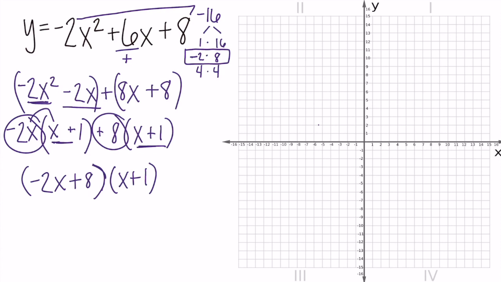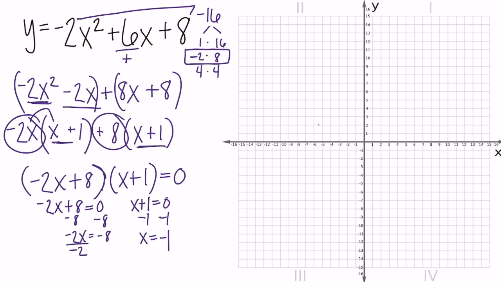Now I have my factored form, so to find my x-intercepts, I'm going to set y equal to 0, which then means I can set both of those equal to 0 and solve. So I have my two x-intercepts at 4 and negative 1. I'm going to go ahead and graph those so it crosses at negative 1 and at positive 4.